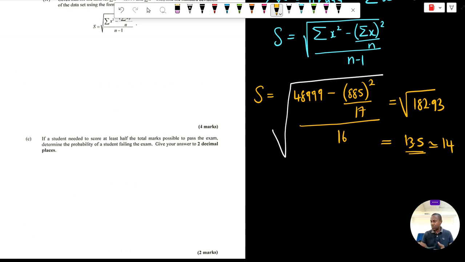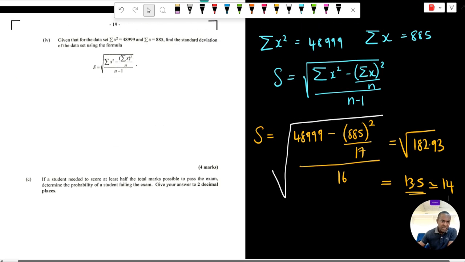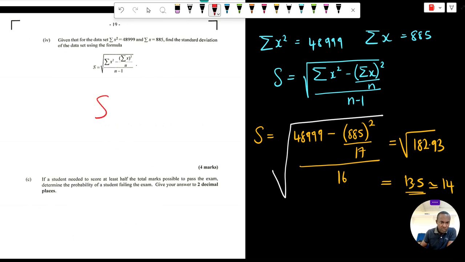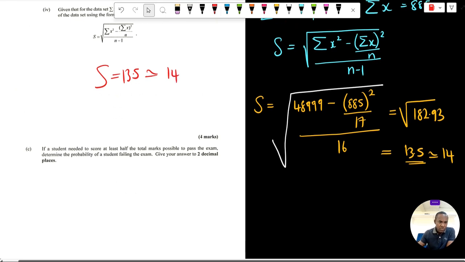So the standard deviation of these scores is 13.5 corrected to three significant figures, or 14 as expressed to the nearest whole number, right? So that would be the answer for part B. Standard deviation S is equal to 13.5, which is approximately 14.